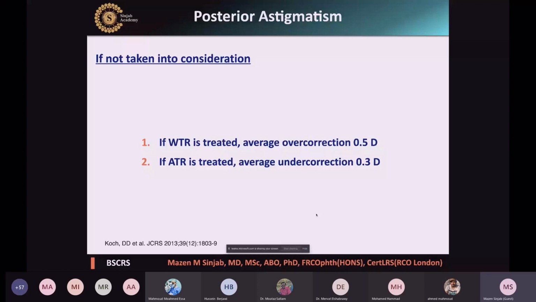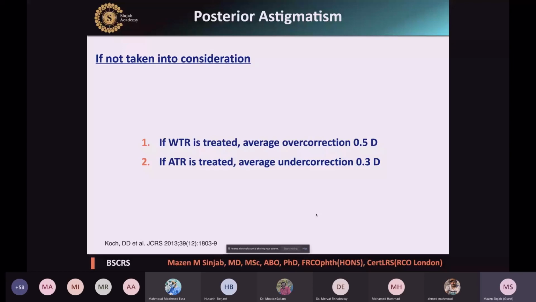Now you may say, okay, come on, this is 0.3 or 0.5, it doesn't affect. Remember, this is the average, but the standard deviation means that you may end up with 1 diopter overcorrection or 1 diopter undercorrection, which has an effect if you are using premium IOL. It's very important to remember this.